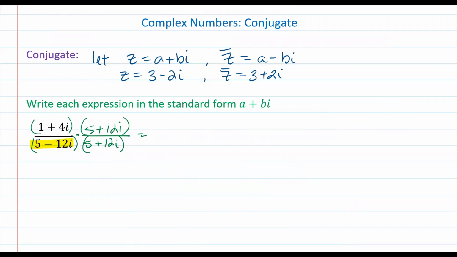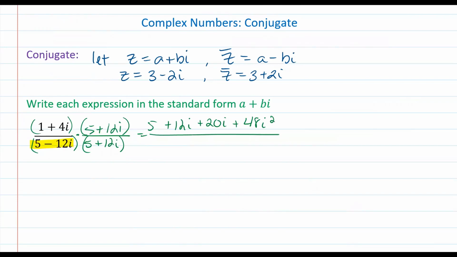So we start with the numerator, and 1 times 5 is equal to 5. 1 times 12i is equal to positive 12i. Then we have 4i times 5, which is equal to positive 20i. And then finally 4i times 12i, which is equal to positive 48i squared.